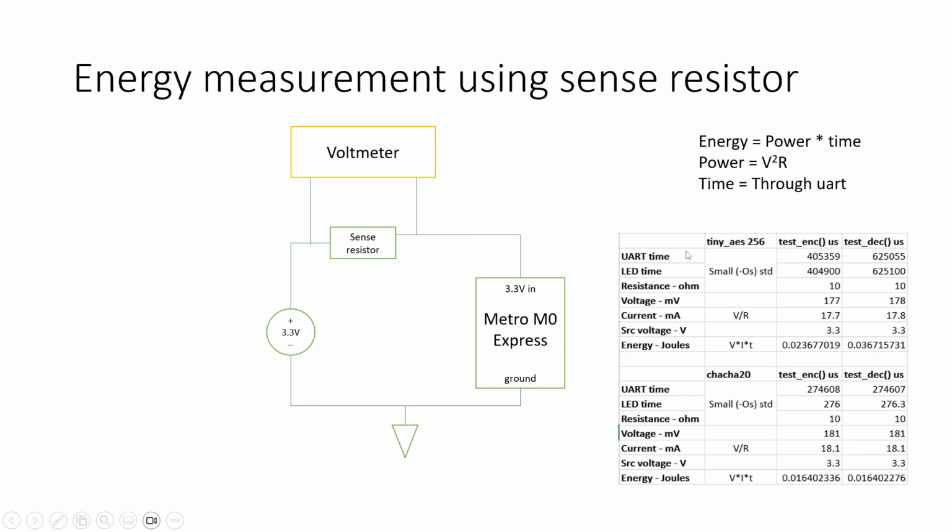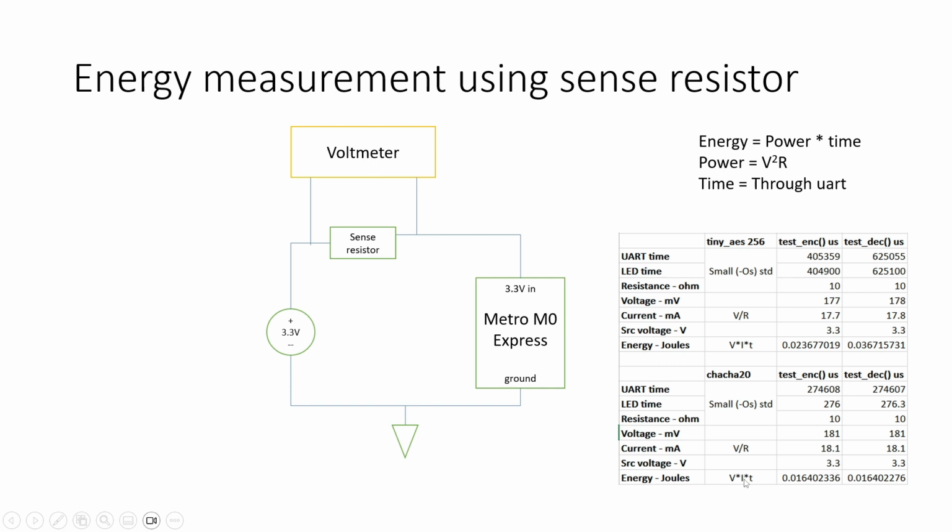So when I took the readings with the 10 ohm resistor, I got a voltage drop of 177 to 178 millivolts across the sense resistor for running the tiny AES encryption and the decryption code, and I got a voltage drop of 181 millivolts when I ran the Chacha20 encryption and decryption codes. So by dividing this voltage by the resistor value, I get the current as V by R. So 181 by 10, I get 18, and then our source voltage was 3.3 volts.